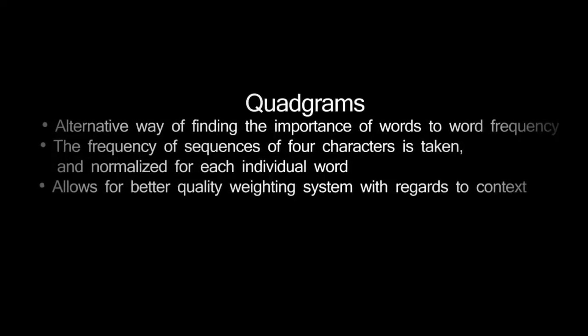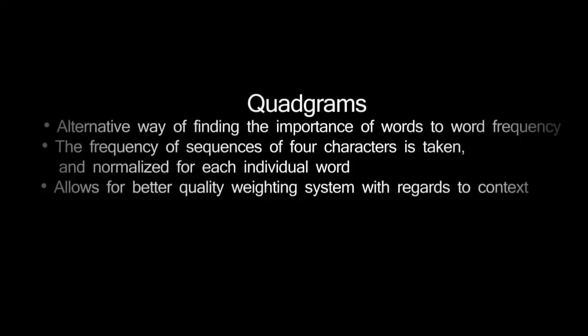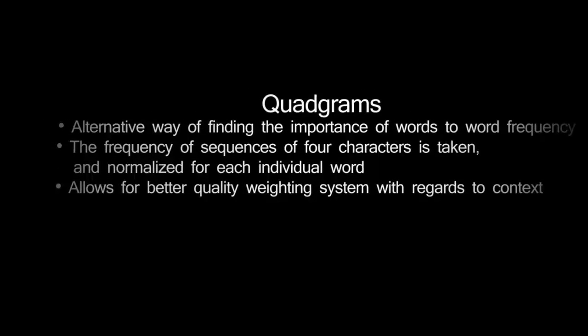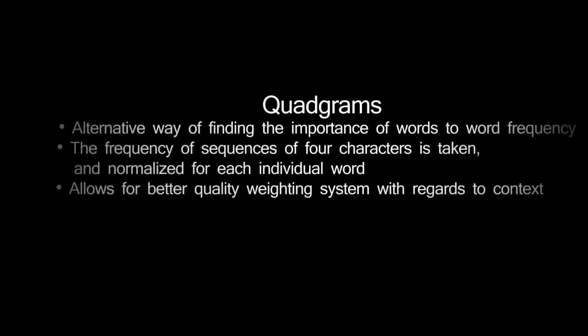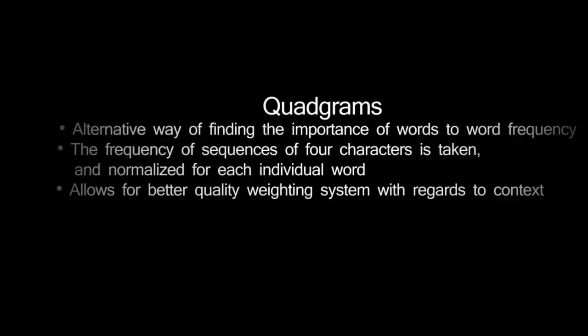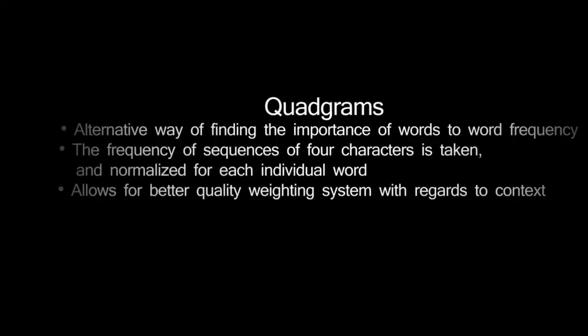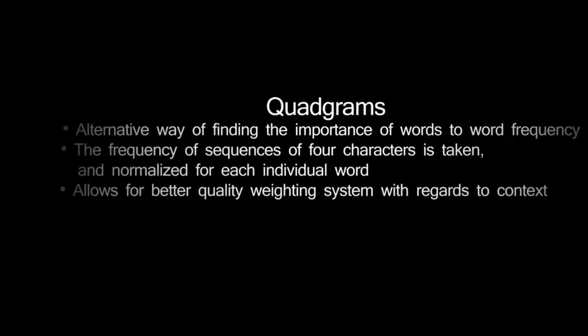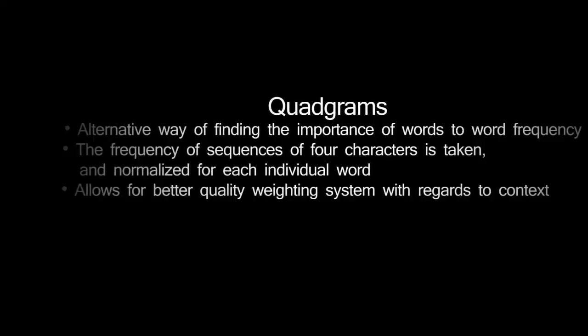For example, if there's an article about different types of sciences and holds words such as zoology, biology, and psychology, these would not be considered important in a simple word frequency count. But with quadgrams, the four-letter string LOGY would be very frequent, and therefore the word weight of each of these three terms would be higher.